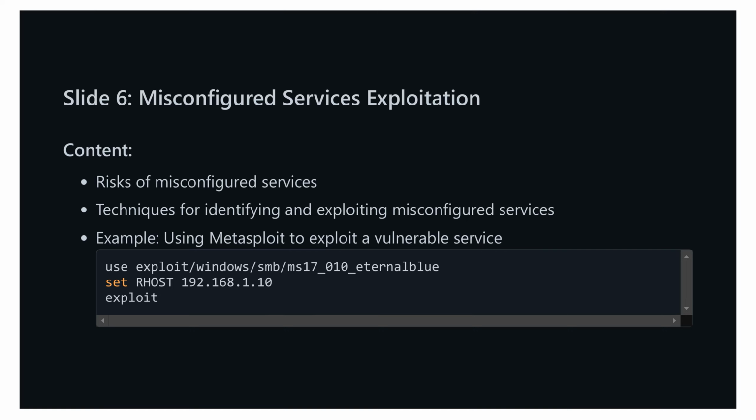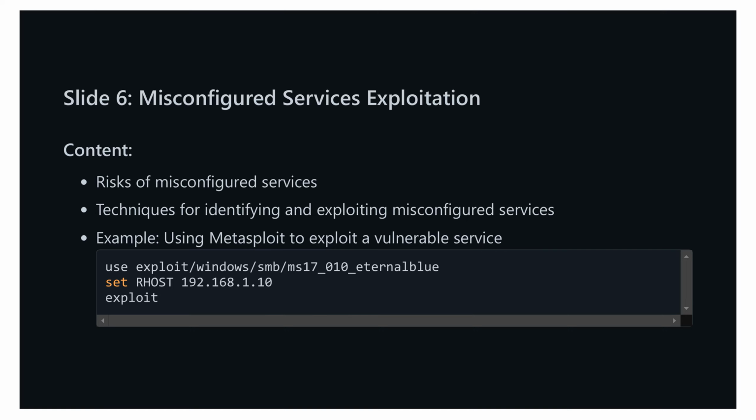Misconfigured services pose a considerable risk to network security as they can be easily exploited by attackers to gain unauthorized access or control over systems. One of the essential steps in this process is identifying vulnerabilities within these services. Tools like Metasploit can be incredibly useful for this purpose. For instance, if we know a particular service on a machine is vulnerable, we can use Metasploit to exploit it. An example of this is exploiting the EternalBlue vulnerability on a Windows machine.